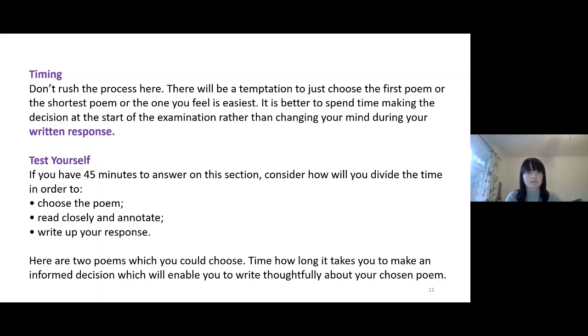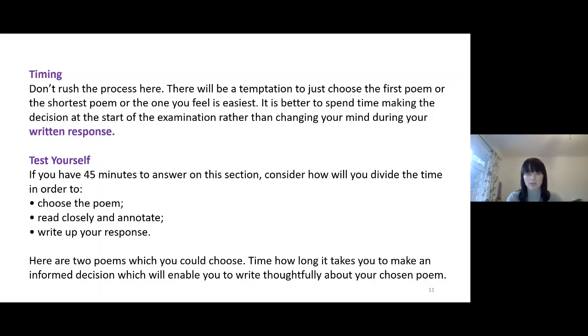So test yourself. If you've got 45 minutes to answer on this particular section, think about how you're going to divide your time. You're going to make sure you've got time to choose your poem, read it closely and make your annotations, and then obviously you write up your response.